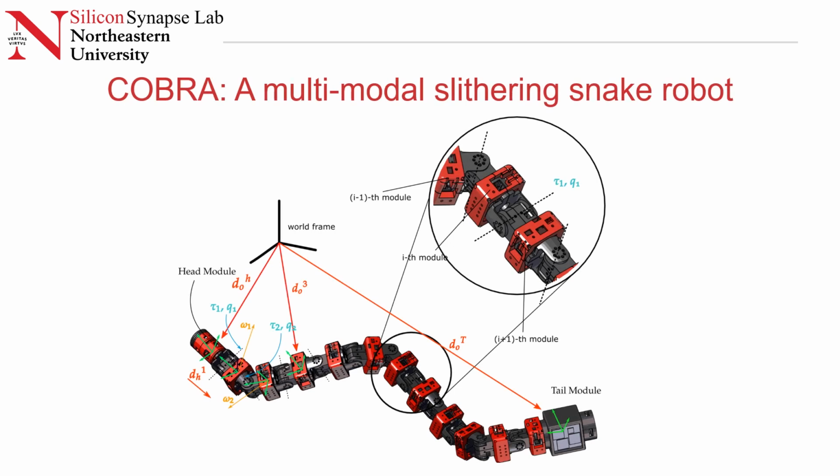This work is based on our snake robot COBRA, which is a multimodal slithering snake robot. COBRA consists of 11 single degree of freedom actuated joints and 12 links. Each of the 12 links is independently powered with its own battery, and all 11 joints are daisy chained through an RS-485 bus that is controlled centrally at the head. The joints are arranged such that successive joints are at 90 degrees to each other. So you have a yawing joint followed by a pitching, followed by a yawing, and so on.